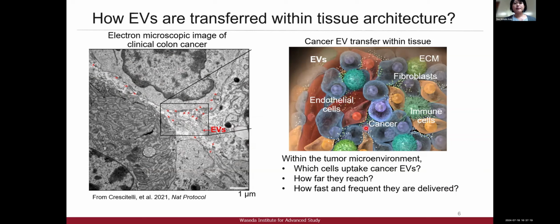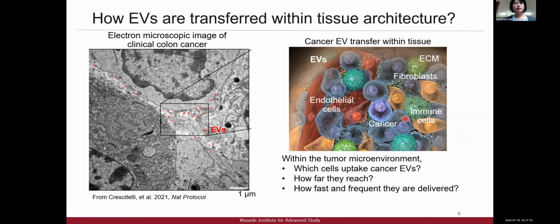As this schematic shows, tumor tissues have a very highly packed structure with a variety of cancer cells and non-cancerous cells, and also collagens and scaffolding extracellular matrix. The cancer EVs are secreted into this small interstitial space crowded by a variety of cells and structures. Under these conditions, several questions arise.